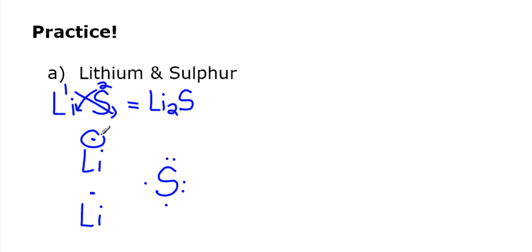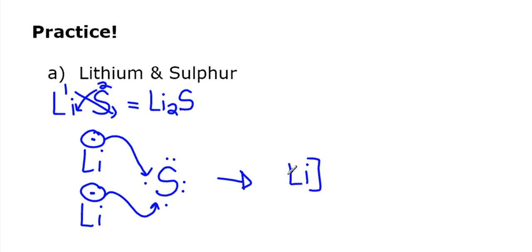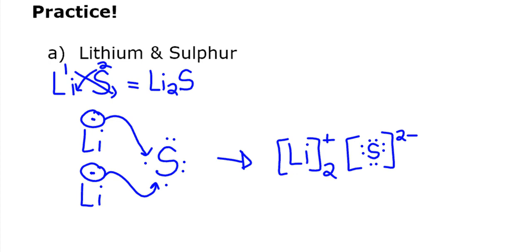Then I'm going to show the metals giving away their electrons. So one is going to go pair up with this electron, and one is going to go pair up with that electron. Then I'm going to do the same thing. Lithium is the metal. Put my brackets around it. It has a positive charge, and there are 2 of them. Sulfur comes next. It keeps all of the electrons around it. There's only 1 of them, but it has a -2 charge. So there's your ionic diagram for lithium and sulfur, which makes lithium sulfide.